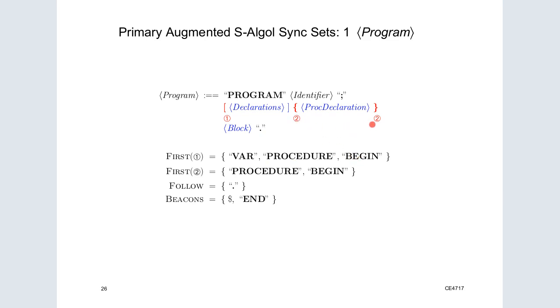And at this point and this point, the things you can see are procedure, because you might see a procedure declaration appearing here, or there might be no procedure declaration, or you might be here and there might be another procedure declaration, so you see procedure, or there might be no more procedure declarations, so you see what follows procedure, which is a block, so procedure and begin.